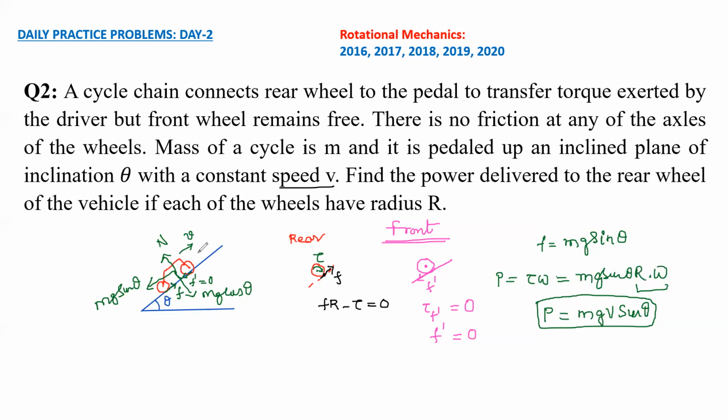And whatever power the cyclist delivers, he delivers it only to the rear wheel. He does not deliver anything to the front wheel. None of his power is even transmitted to the front wheel, because as such, the front wheel is moving with constant speed and constant angular velocity, and except for the axial forces, the normal force and all, there won't be any friction acting on the front wheel in this case. So the power we deliver to the rear wheel is mgv sin theta.